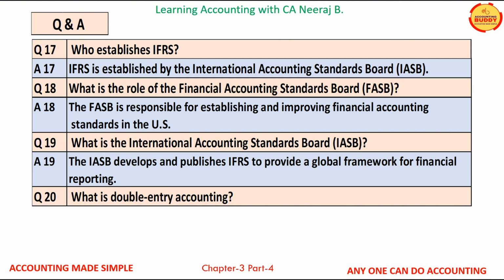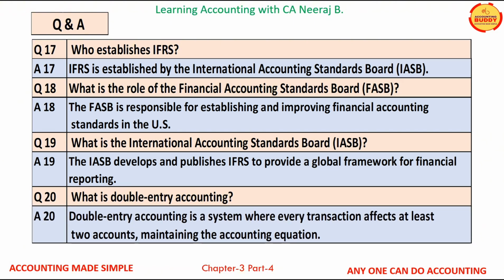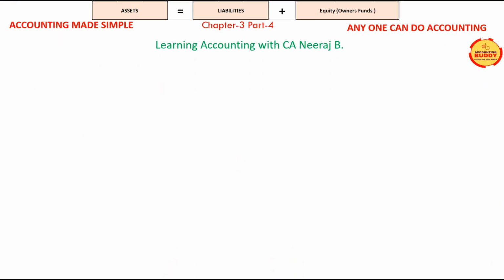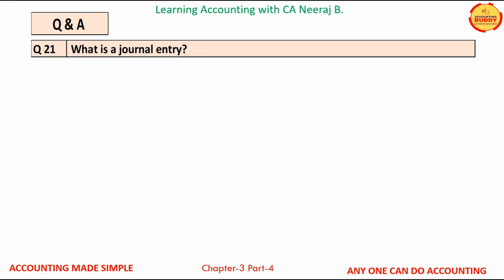Question number 20, what is double entry accounting? And the answer is, double entry accounting is a system where every transaction affects at least two accounts, thereby maintaining the accounting equation. And we know that the accounting equation is the total assets of the business are always equal to its liabilities and owner's equity.